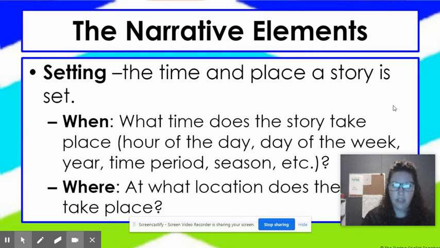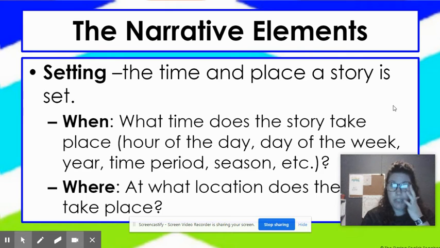So let's continue on today with setting. So setting, the time and place a story is set. When? What time does a story take place? What hour of the day? What day of the week? What year? What time period? What season? Where? At what location does your story take place?